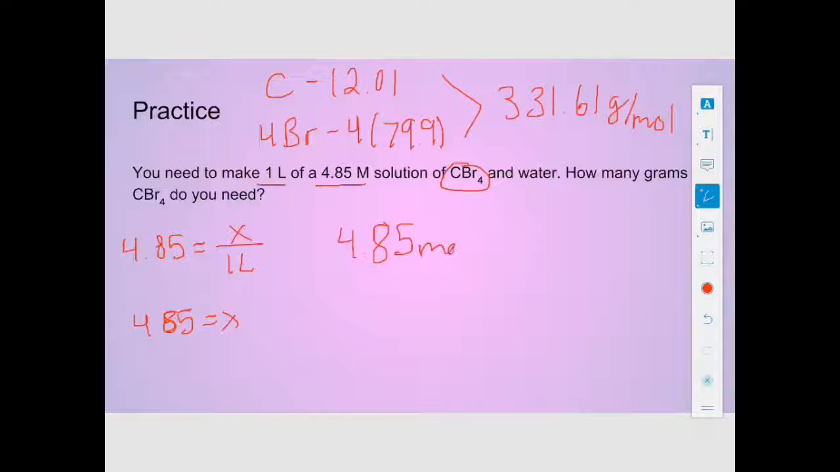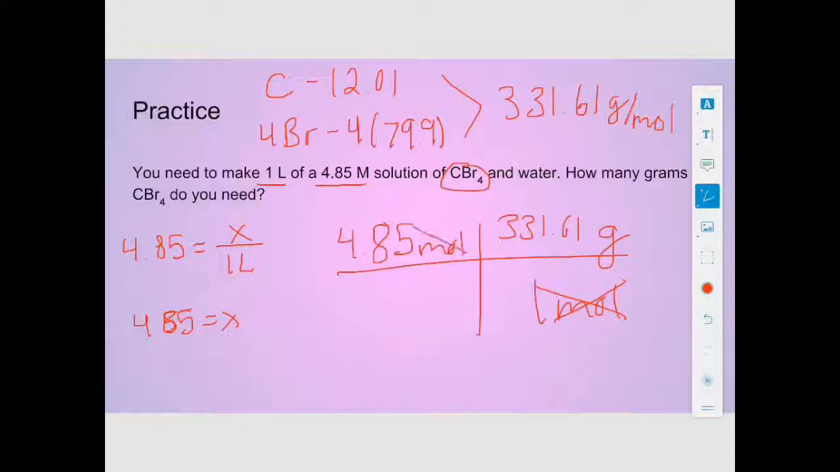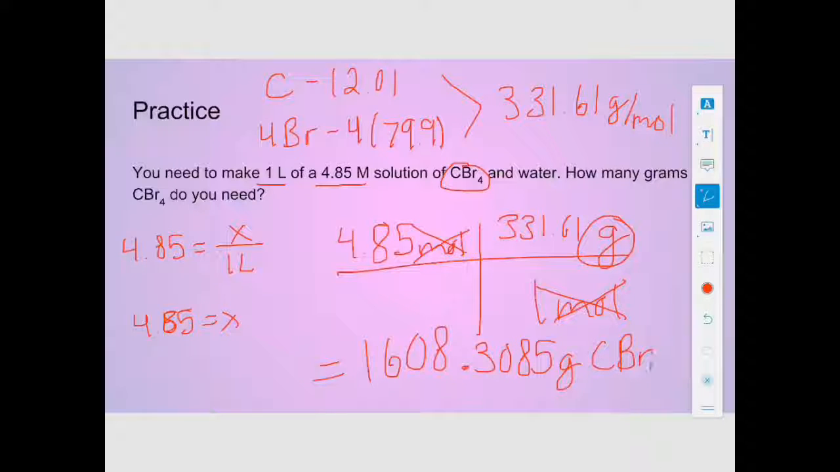So 4.85 moles. We want to get out of moles, so it's going to go down here on the bottom and into grams up here on the top. 331.61, moles goes away. We'll be left with grams, and that will give us 1,608.3085 grams of CBr4.